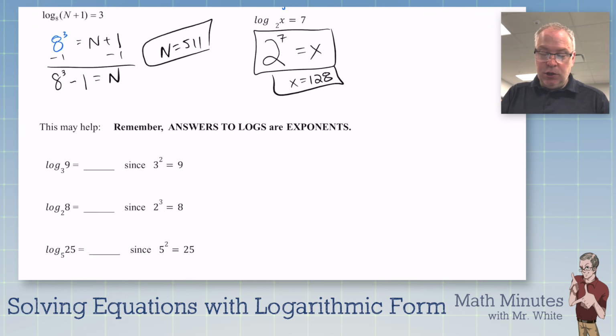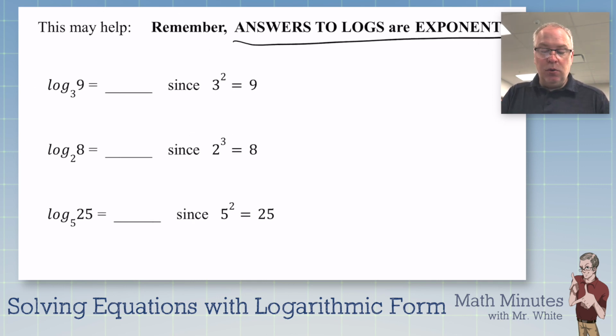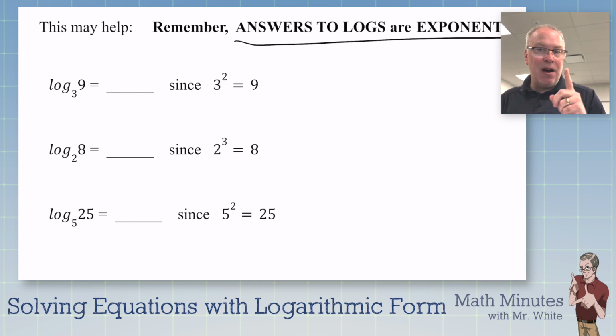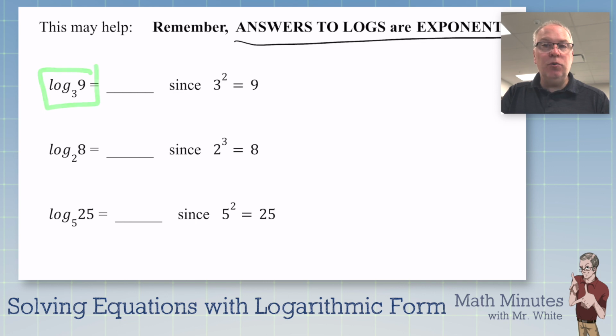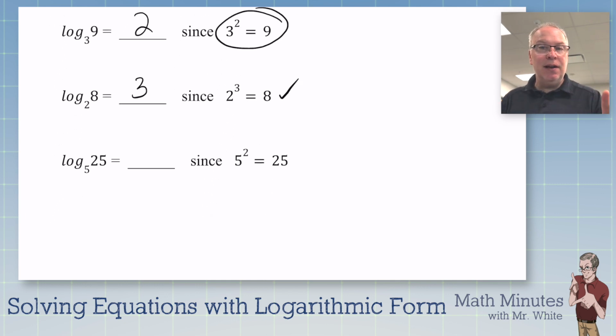All right, one last thing. This is just a reminder. This may help. Answers to logs are exponents. So we can do these without a calculator, folks. Log base 3 of 9. So you ask yourself, 3 to the what power is 9? The answer is 2. You see that? 3 squared is 9. Log base 2 of 8 is what? It is 3, since 2 to the third is 8. Log base 5 of 25 without a calculator is what? It is 2, because answers to logs are exponents.